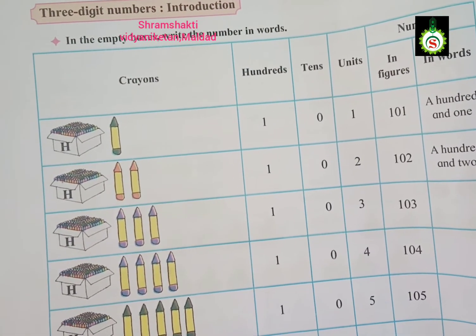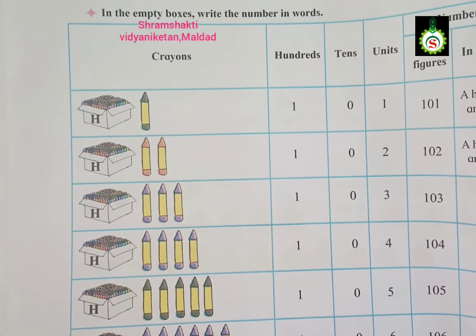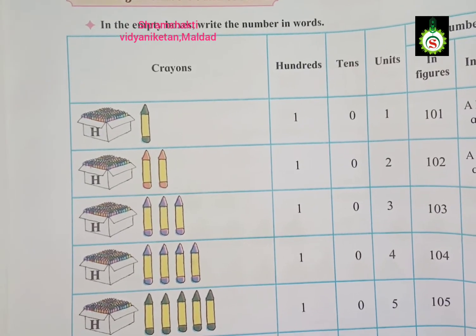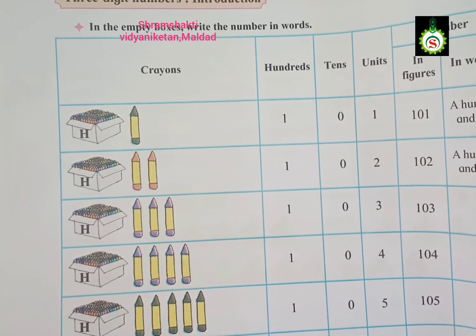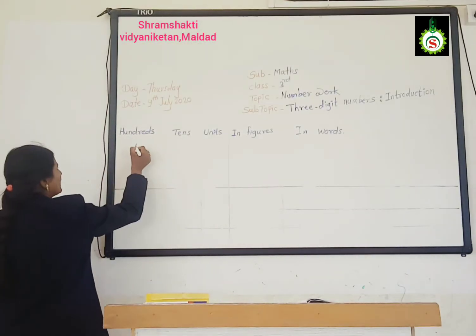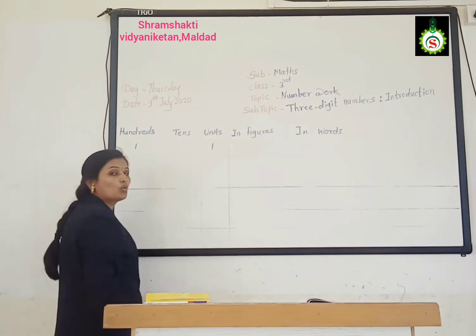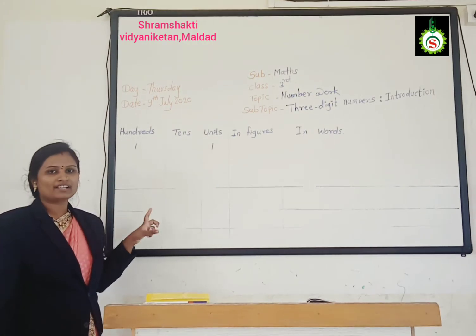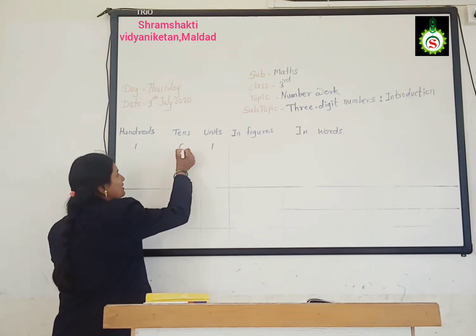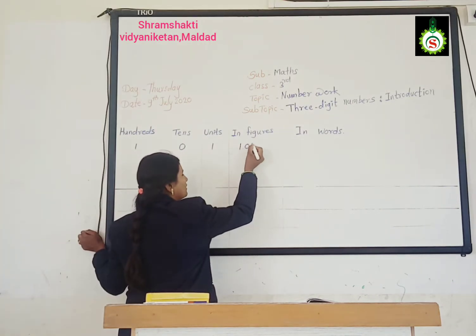See the table. Crayons, hundreds, tens, units. Number, there are 2 columns in figures, in word. See the first column. What is this? A box of 100 crayons and 1 single crayon. Means we write 100 column 1. Then 1 single crayon, that's why we write here 1 unit place. And no given tens place, that's why we write here 0. In figure, which number? We get 101.